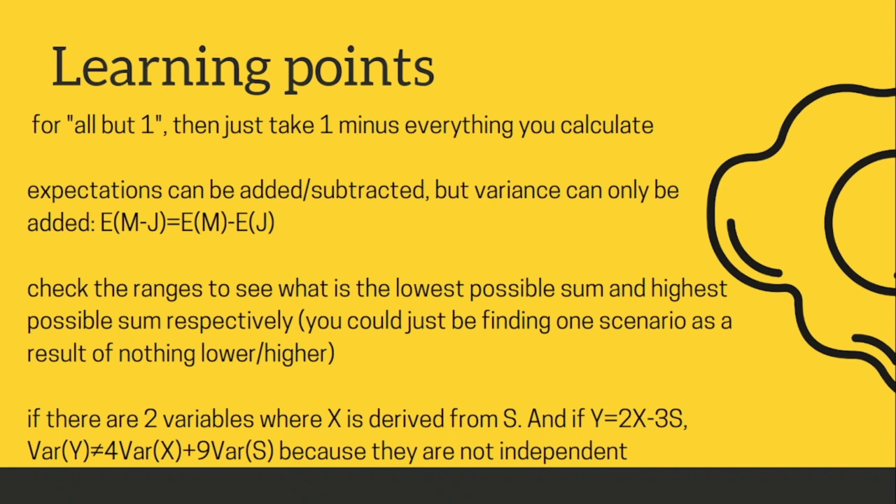Then we can also check the ranges to see what is the lowest possible sum and the highest possible sum respectively. You could just be finding one scenario as a result of nothing lower or higher. So in some cases, it's just going to be a probability of 0, like if you go to very high numbers, for example. Then if there are two variables where X is derived from S, and you let Y equal 2X minus 3S, you cannot say that the variance of Y is equal to 4 Var(X) plus 9 Var(S) because they are not independent. What happens in X will affect S as well. So that's why they cannot be independent. That's just one example.